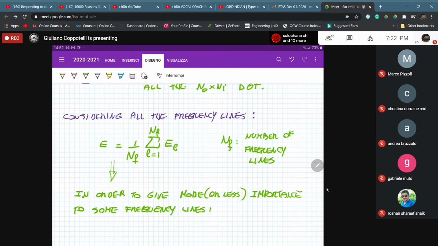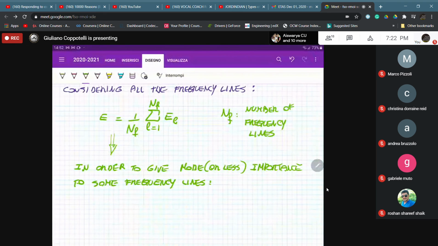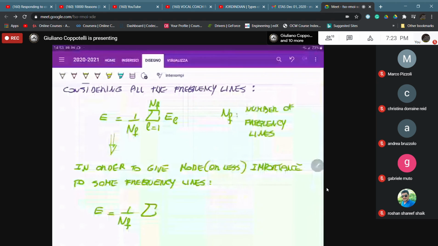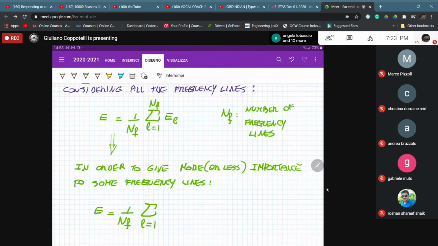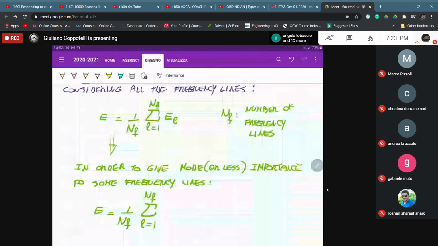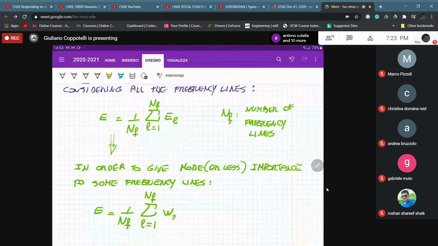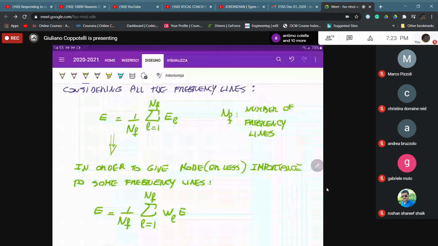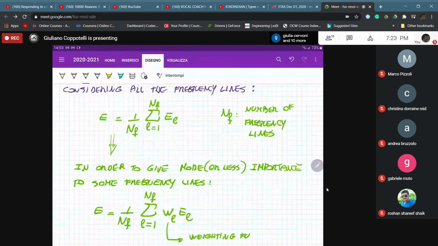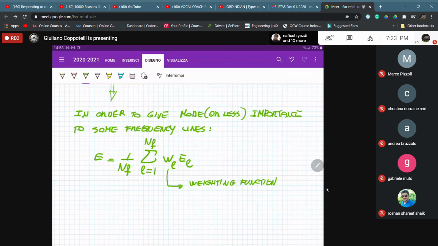We can rewrite that error as E equal to 1 over F. It is always an average. Then the summation sign with L going from 1 to the number of frequency lines, but this time we have some weighting function, for example WL, then EL. That is a weighting function, and that is the final result that we can consider.